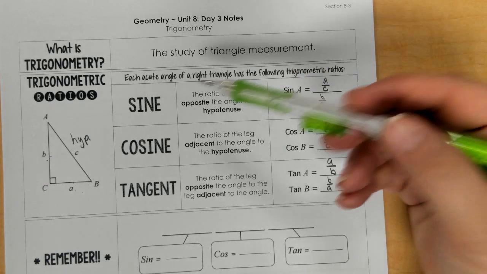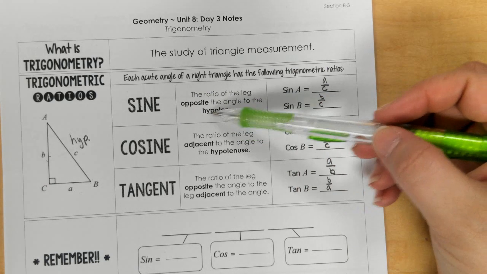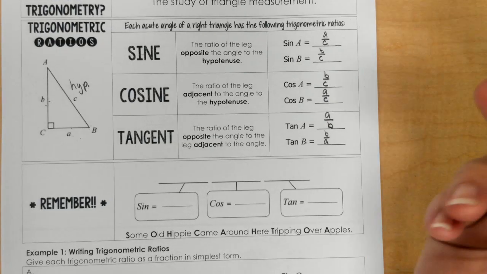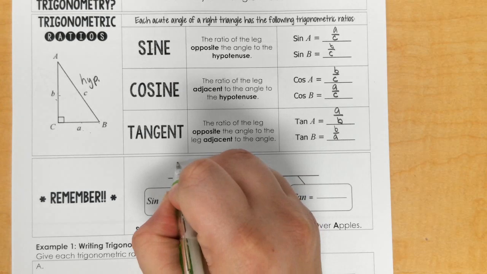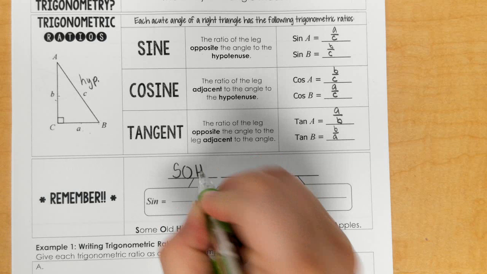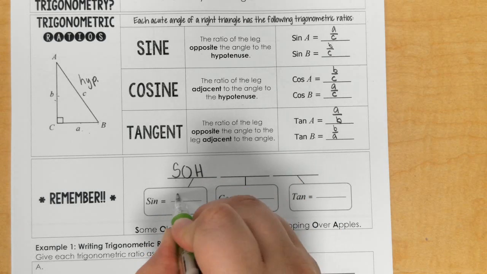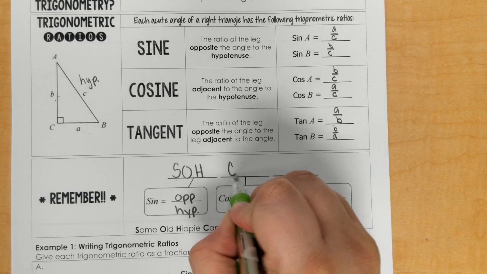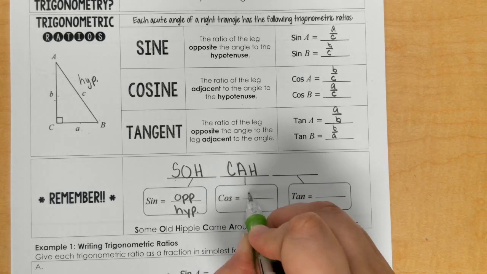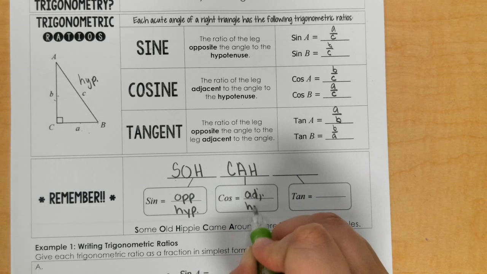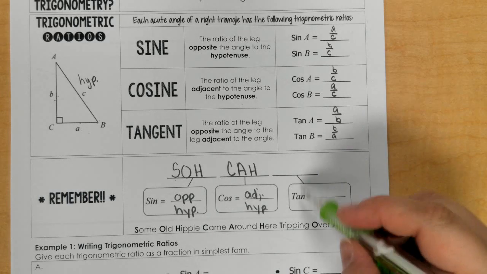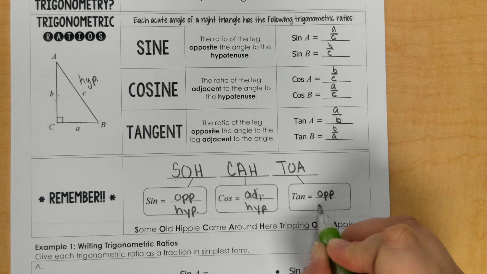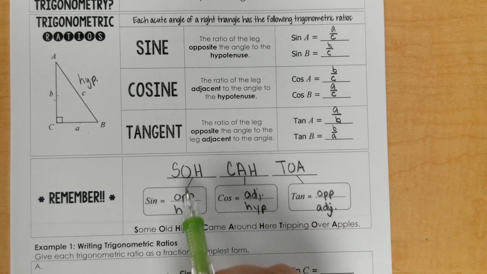It is pretty hard to remember that sine goes with opposite and hypotenuse, cosine goes with adjacent and hypotenuse, etc. So what we've come up with is a little mnemonic device. SOH means sine equals opposite over hypotenuse. Cosine is CAH, so cosine equals adjacent over hypotenuse. And tangent is TOA, tangent equals opposite over adjacent. We call that SOHCAHTOA.